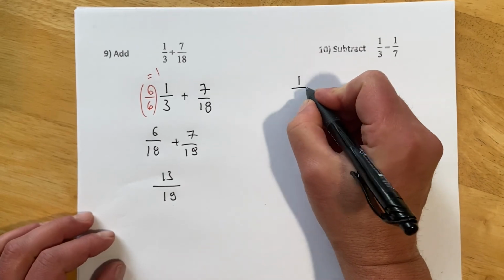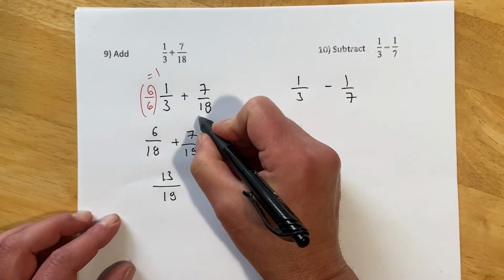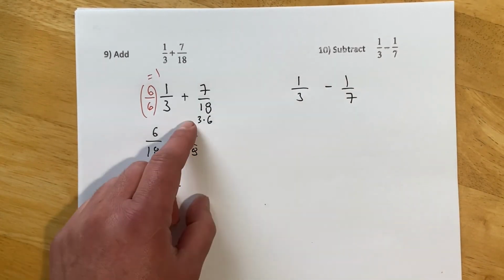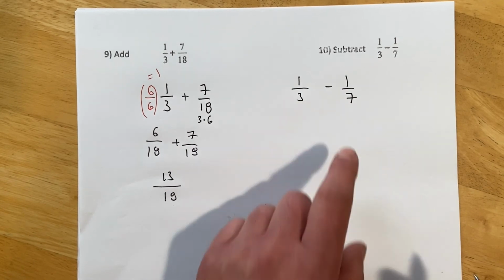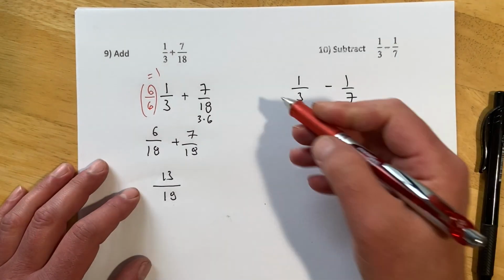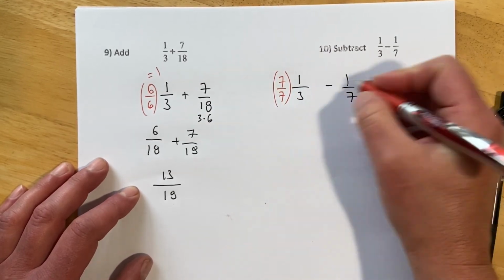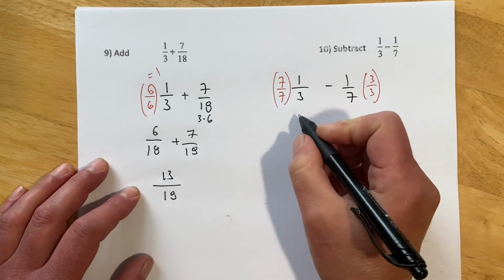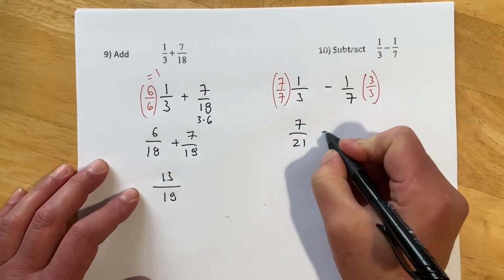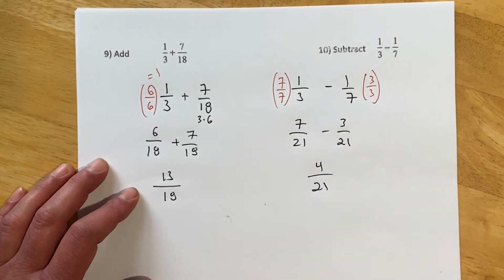And the last one is a subtract. This time the denominators have absolutely nothing in common. This 18 had a 3 times a 6 in there, right? So this 3 needs a 6. 3 and 7 are both prime, nothing in common. So all I can do is multiply each one by the other. And so that's going to get me 7/21 minus 3/21, or 4/21.